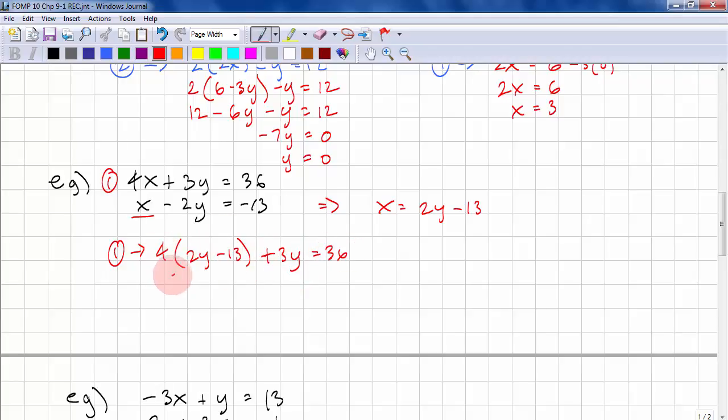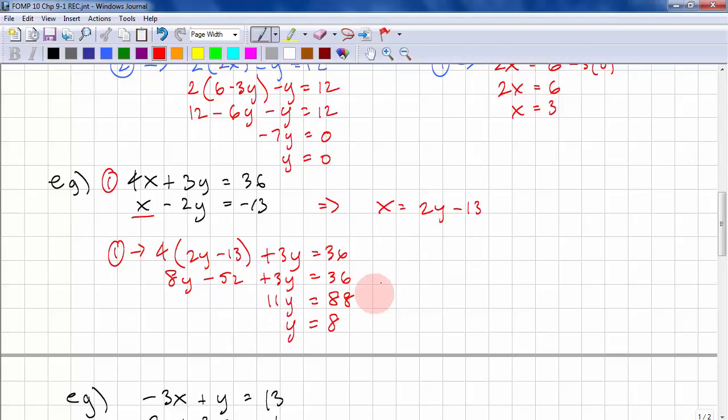We expand this. This becomes 8y minus 52 plus 3y equals 36. 8 plus 3, we have 11y. The negative 52 becomes positive 52, added to 36, and we get 88. So y equals 8. 88 divided by 11 is 8.